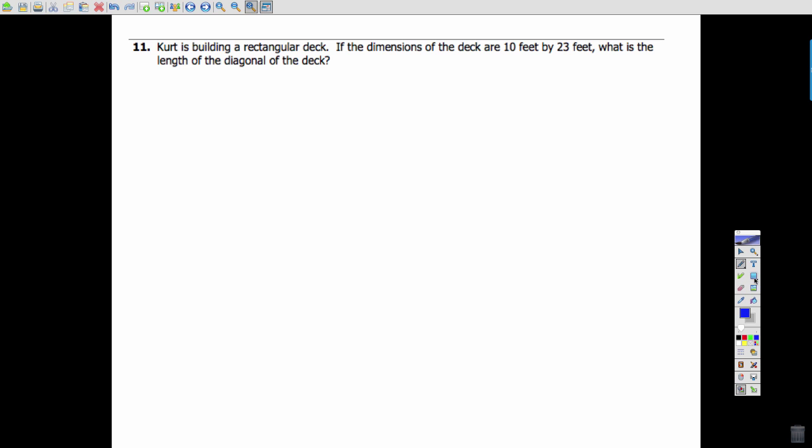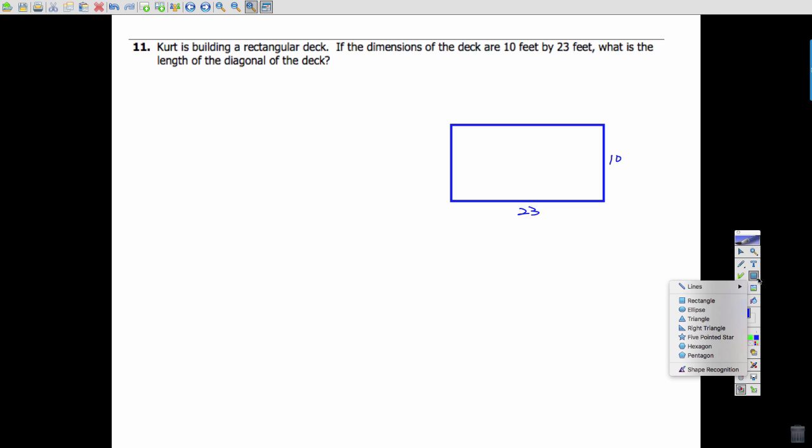Here, Kurt is building a deck that's not a triangle, but a rectangle like this. It says it's about 10 by 23 feet. What is the length of the diagonal of the deck? So it wants to know from here to here, what is that length?